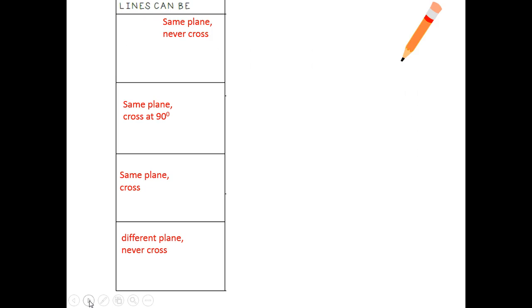Okay, let's start with the column that says lines can be. Lines can be parallel, they could be perpendicular, they can be intersecting, and they could be what's called skew. So first let's review ourselves with this idea of being parallel. Parallel means that they're in the same plane, but they never cross.